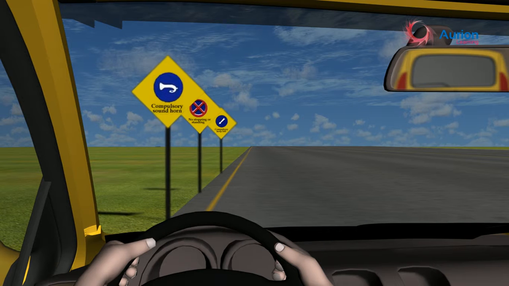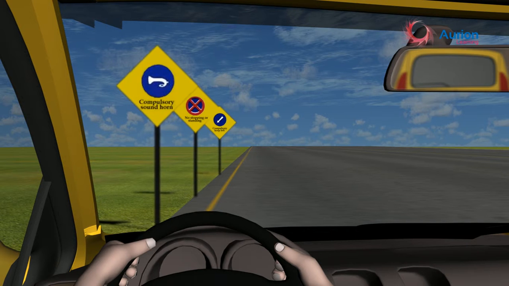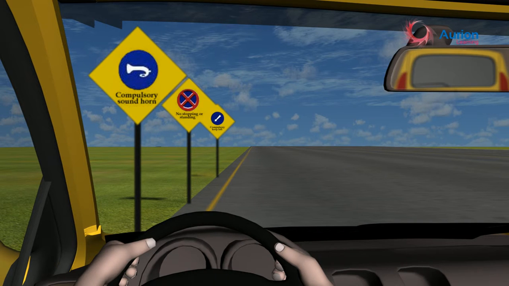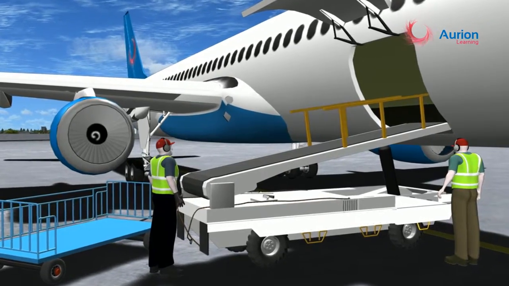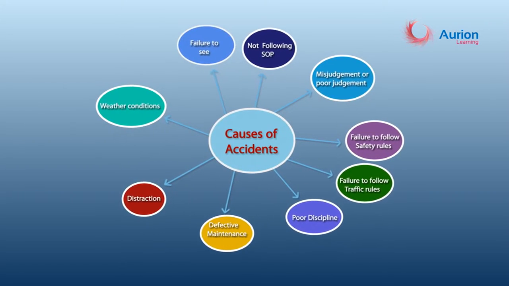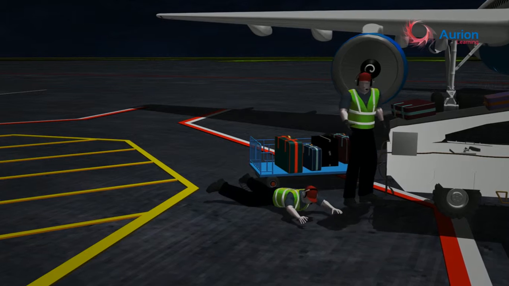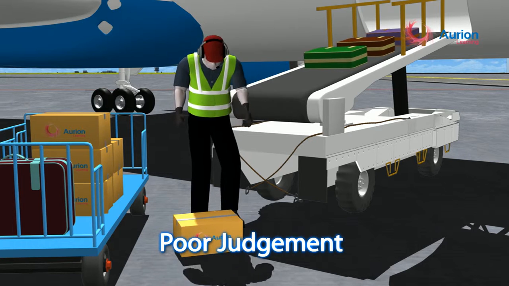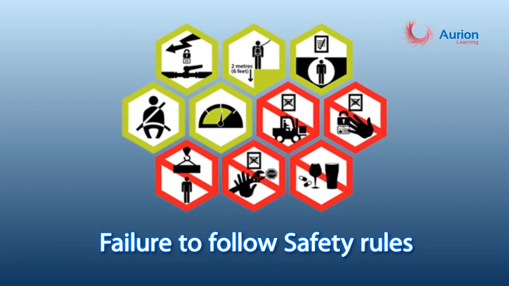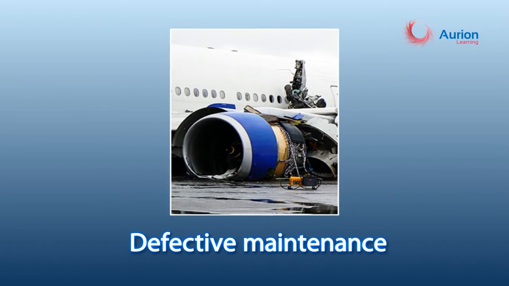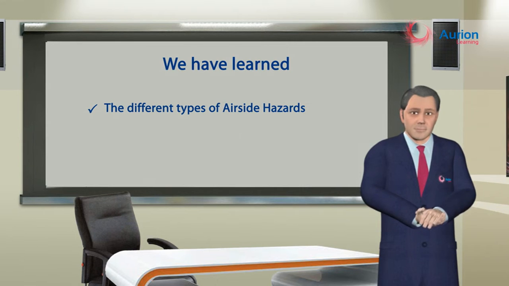Airside vehicles constitute an ever-present hazard to both people and aircraft, and extreme vigilance is necessary for all those working airside. Different types of vehicles and equipment are driven and operated on the apron. The most common factors for vehicle accidents on ramp are failure to see, not following standard operating procedures, misjudgment or poor judgment, failure to follow safety rules, failure to follow traffic rules, poor discipline, defective maintenance, distraction. This brings us to the end of the 6th module, Airside Hazards.